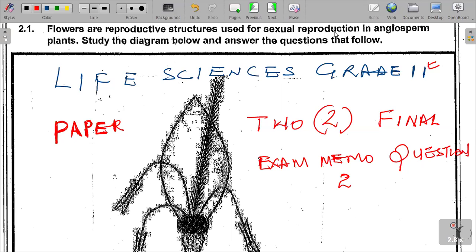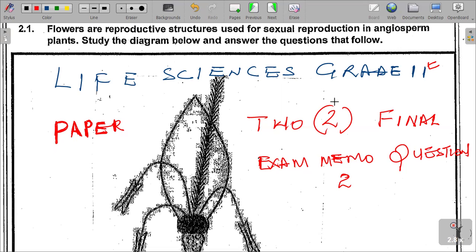Today's revision exercise is to help you get promoted for your final examinations. Paper 2, question 2 alone for today, but look forward to question 3. I'm breaking this presentation into questions, so that you do not have presentations or videos that are too long.